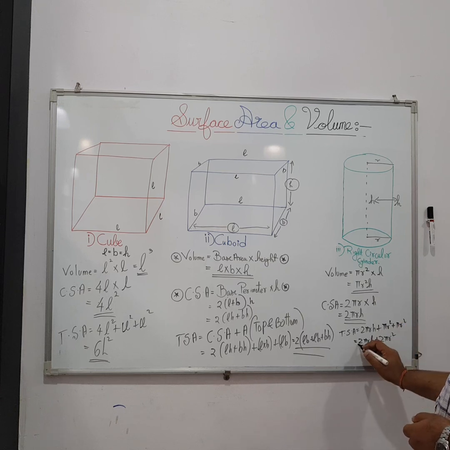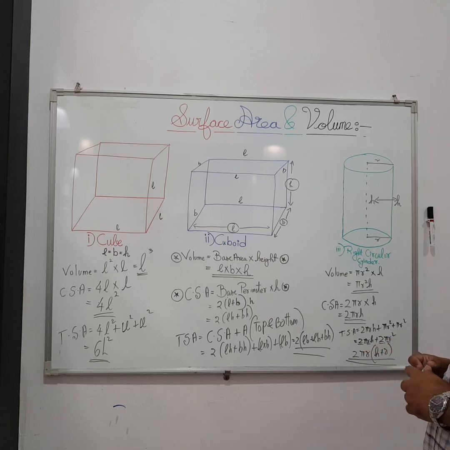Now as you can see over here, you can take a 2 common, you can take a pi common, you also can take an r common. Okay, so what is remaining in the first term? H is remaining, and in the second term an r is remaining. So that is your total surface area of a right circular cylinder.